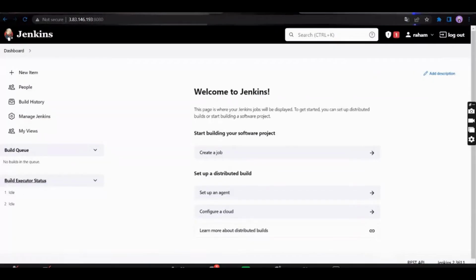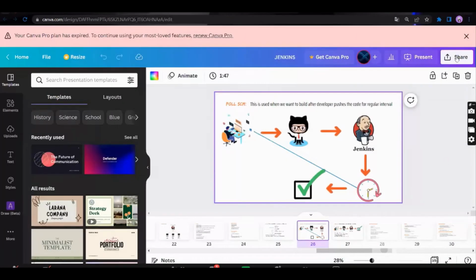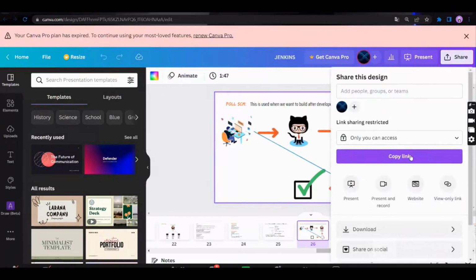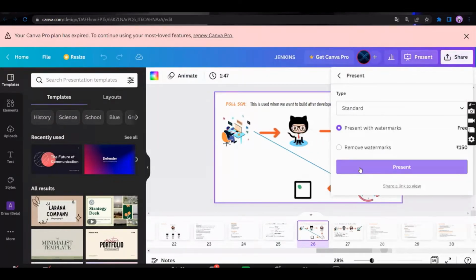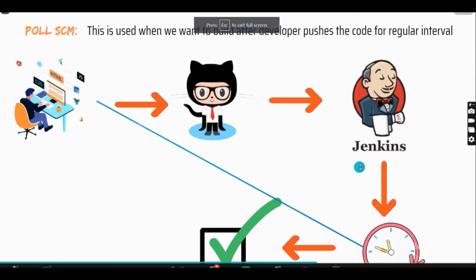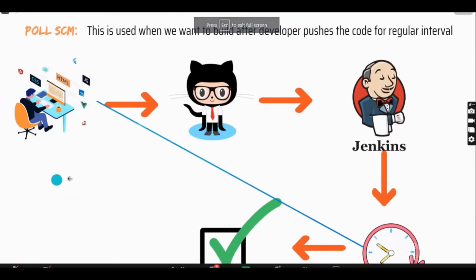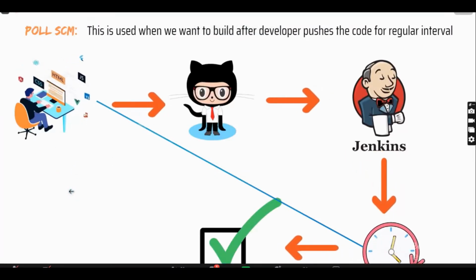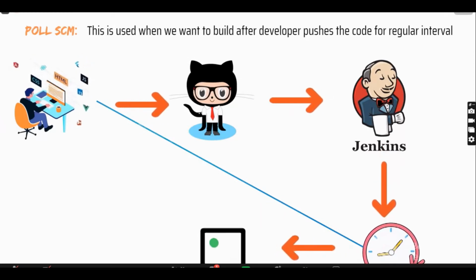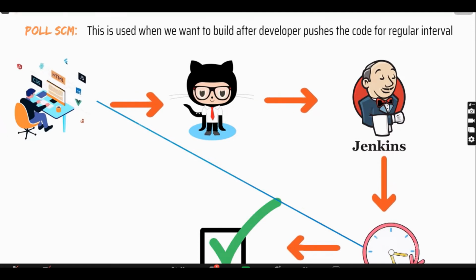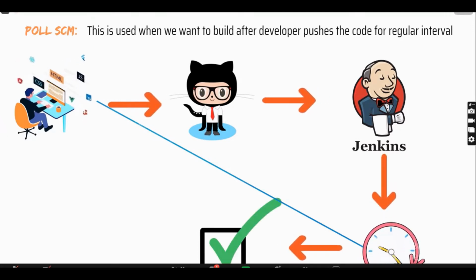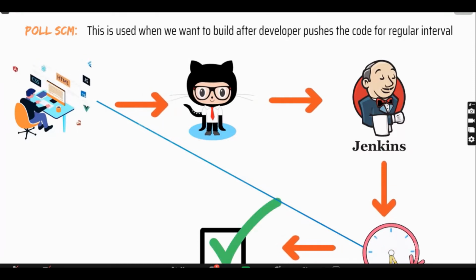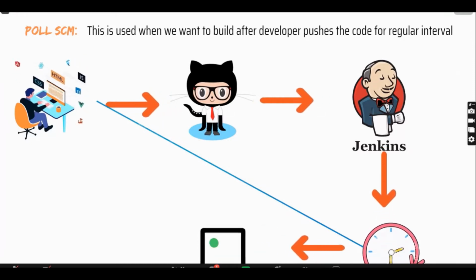So this is my presentation, guys. I'm explaining the same scenario here. How is it going to work? Poll SCM comes into action when we need to build whenever the code is changed. For example, here a developer is working, right? First of all, let me explain the cron jobs. Cron jobs, no matter whether the code is changed or not, will try to build at the same time. It doesn't check whether the code is changed or not. Its job is to do the build only. We are aware of this.